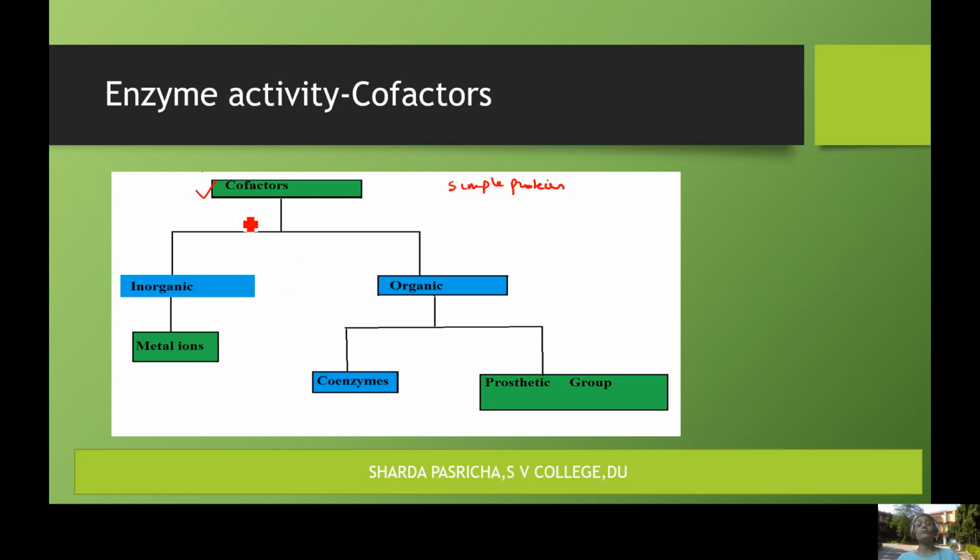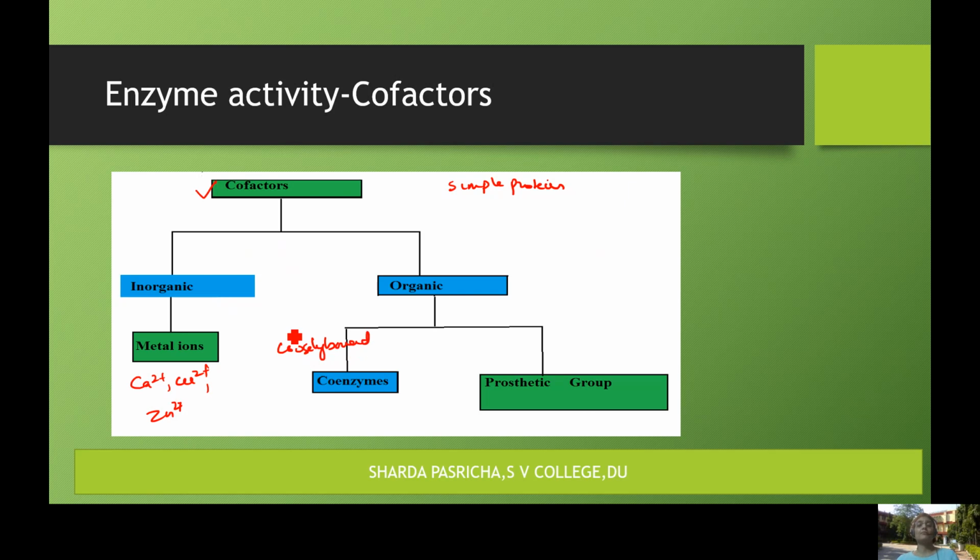Okay. Now these cofactors can be mainly of two types. Either they can be inorganic metal ions, okay, metal ions like calcium, copper, zinc, or they can be organic molecules. Now these cofactors, especially the organic molecules, can bind to the enzyme in two ways. One is when they are loosely bound.